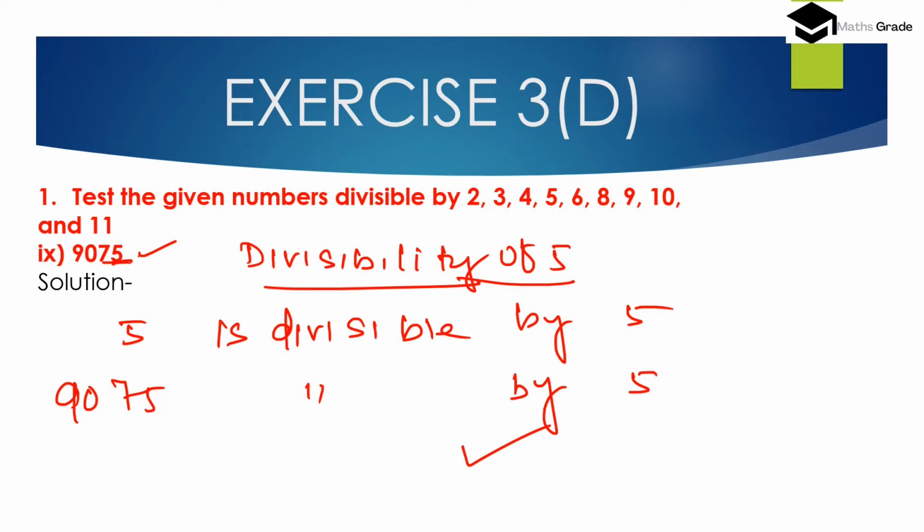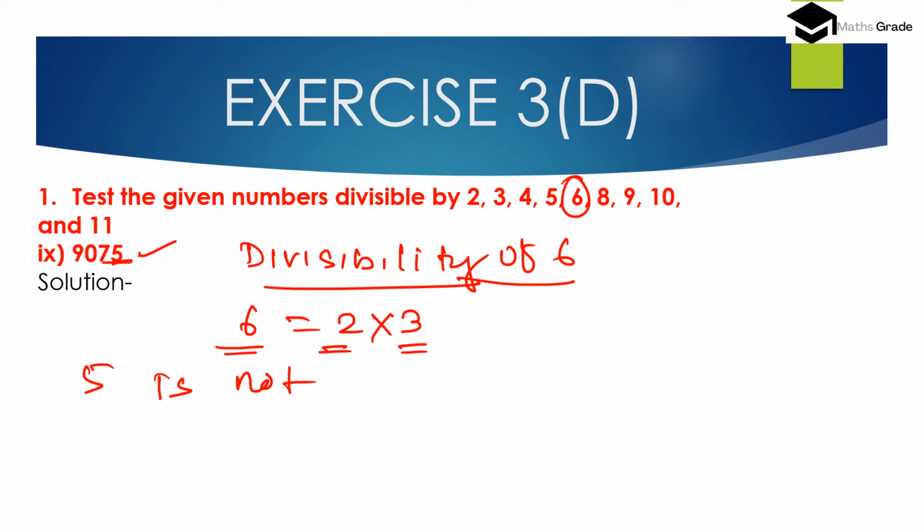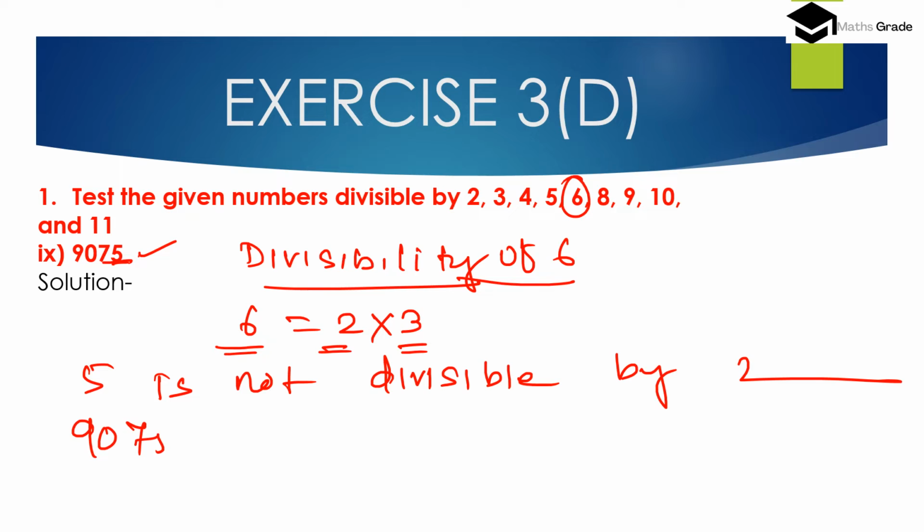Now we will check whether the number 9075 is divisible by 6 or not. Divisibility of 6. We know 6 is the product of 2 and 3, 2 multiplied by 3. If a number is divisible by both 2 and 3, then the number is divisible by 6. First we will check whether 9075 is divisible by 2 or not. We know any number is divisible by 2 if the last digit is an even number. The last digit of 9075 is 5, which is an odd number, so 5 is not divisible by 2. So 9075 is not divisible by 2.